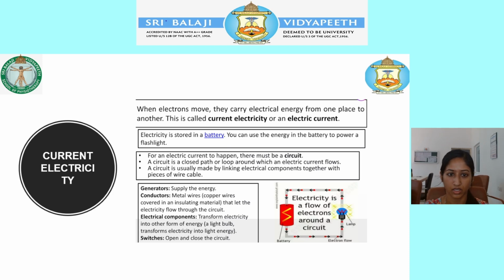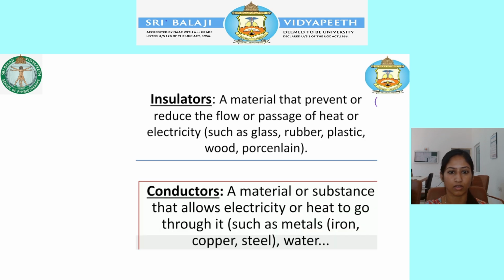Current electricity: when the electrons move, they carry the electrical energy from one place to another. Insulators are materials that prevent or reduce the flow or passage of heat or electricity, such as glass, rubber, plastic, wood and porcelain. Conductors are materials or substances that allow electricity or heat to go through them.